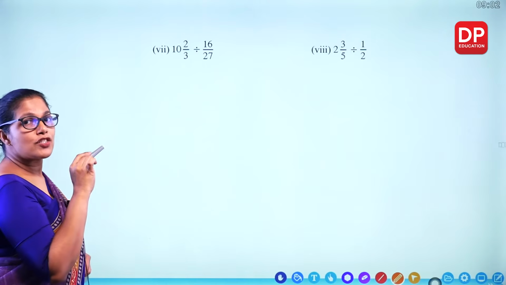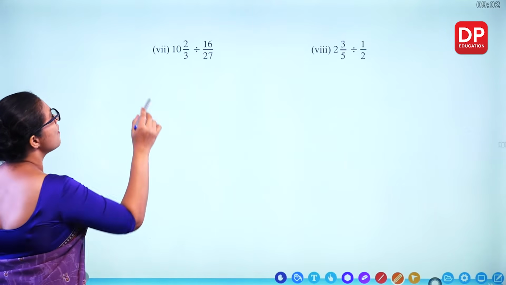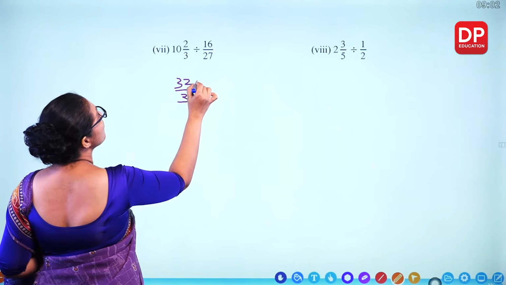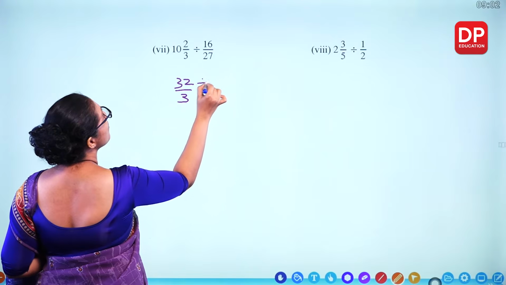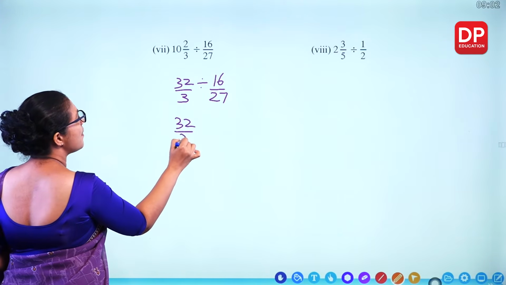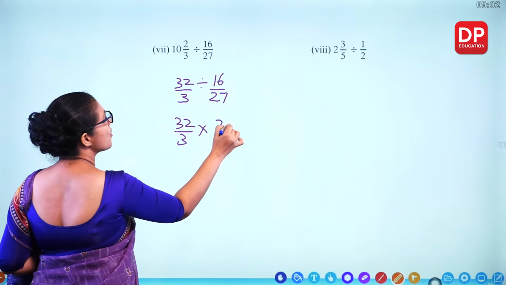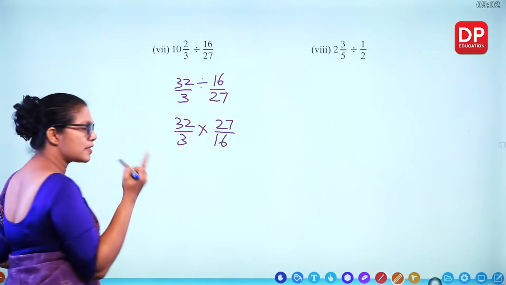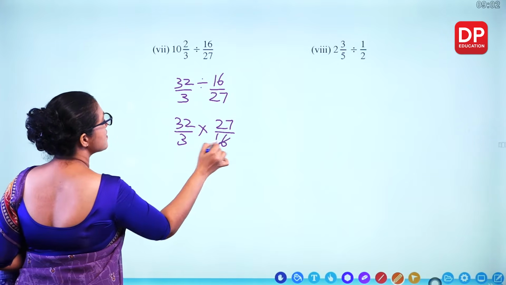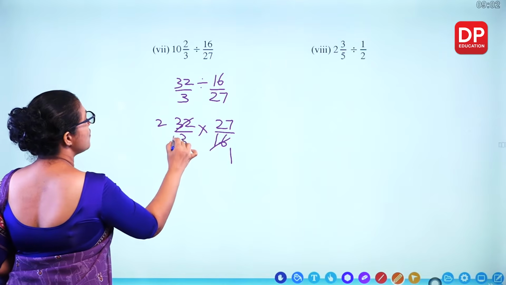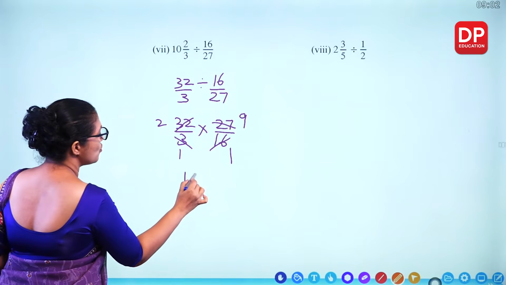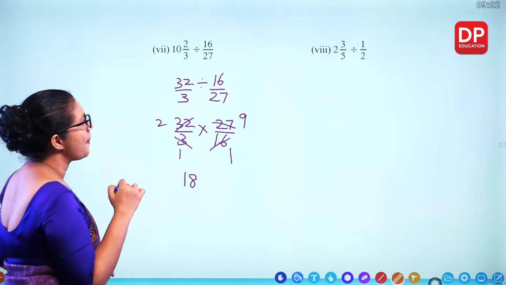Convert to top heavy fraction or improper fractions first. 30 plus 2, 32. Now, what's the next step? Multiply by the reciprocal. Convert any division to multiplication with the reciprocal. Now simplify. 6 times 2, 32. 3 times 9, 27. So 9 times 2, 18.